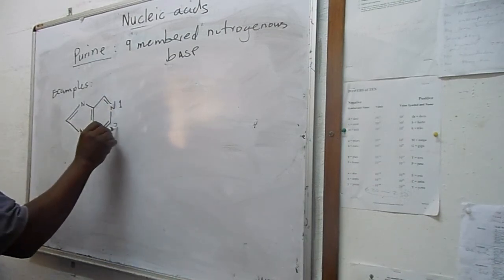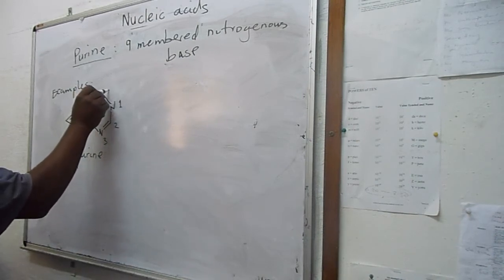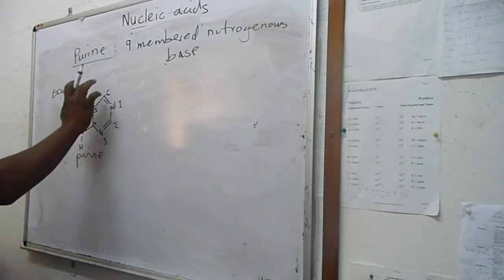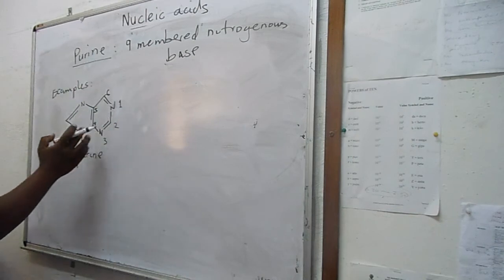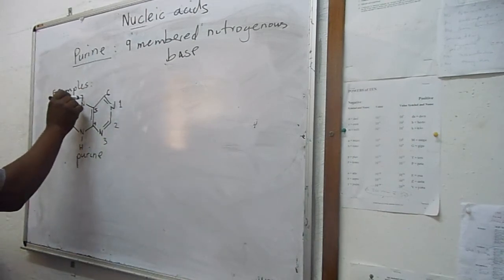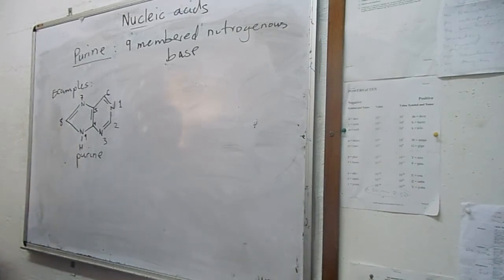So this will be position number 2, 3, 4, 5, 6. You number all the atoms in the pyrimidine ring. After you've finished, that's when you go to the imidazole. So from here, you go to number 7, number 8, number 9. Very simple. Okay? So that's how you number the purines, I'm sorry, not the pyrimidines.